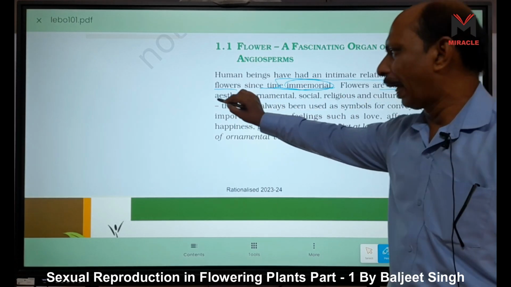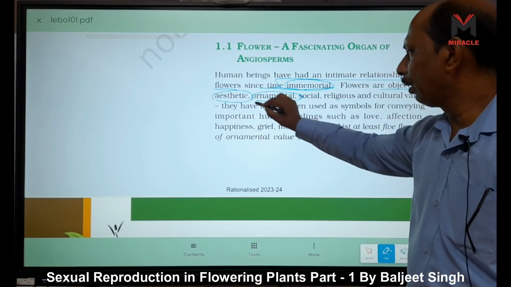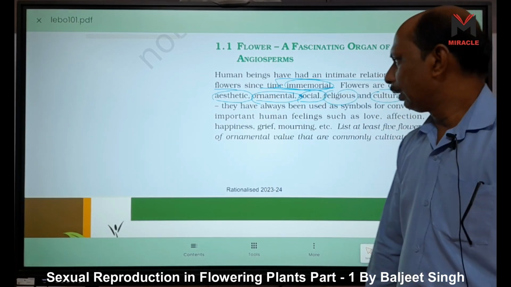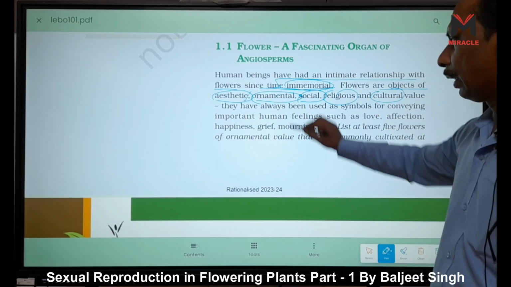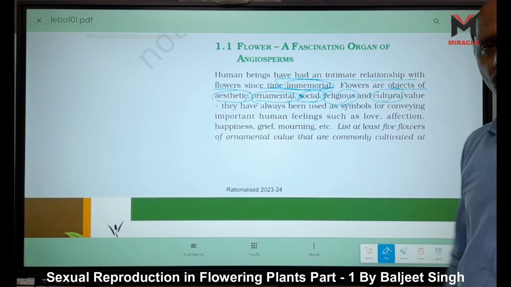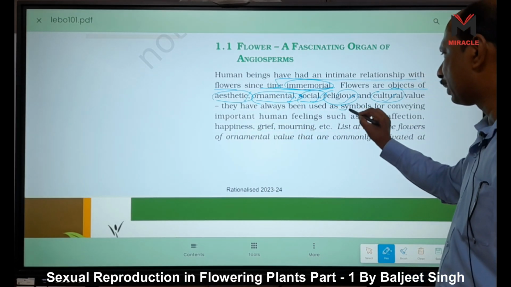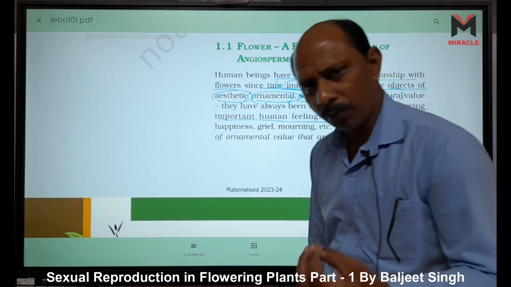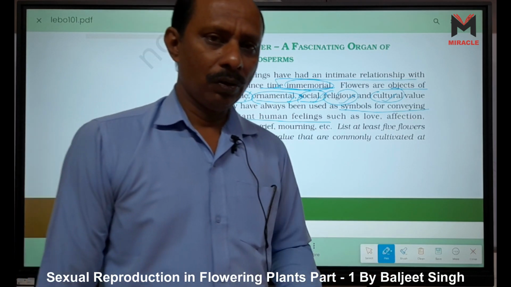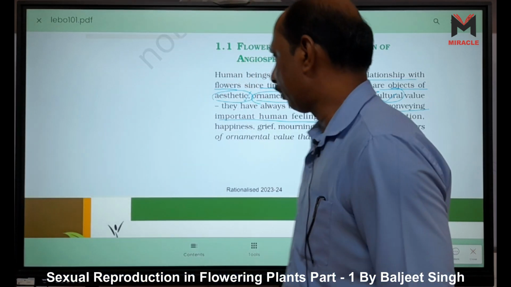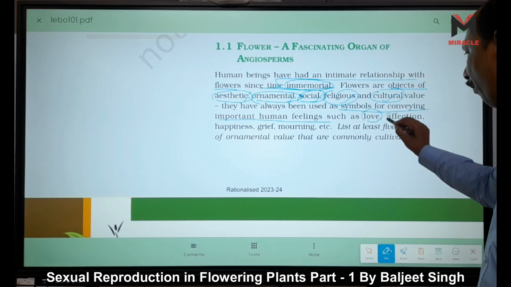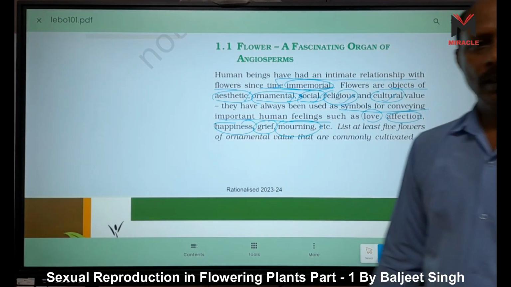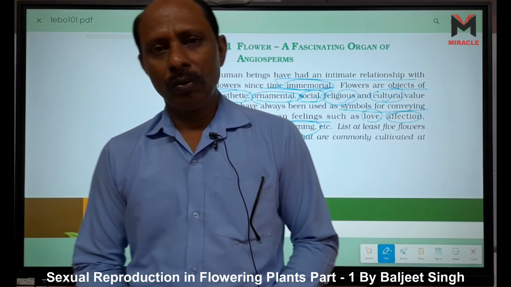Flowers are objects of aesthetic, ornamental, social, religious, and cultural value, right? We use flowers in aesthetic, ornamental, social, religious and cultural programs. They have always been used as a symbol of conveying important human feelings. We give flowers to whom? To our loved ones, to our friends, showing love, affection, happiness, grief, mourning. When a person dies, at that time also we use flowers, right?